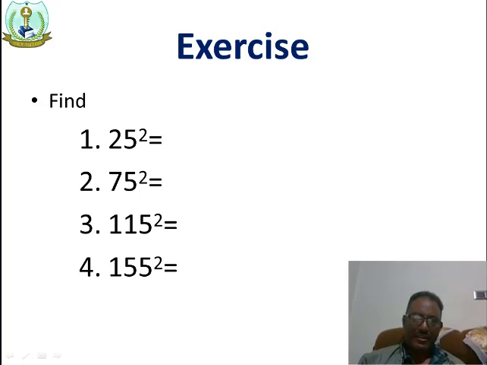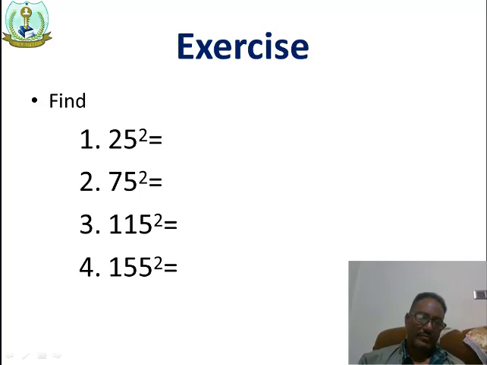Today we'll finish the exercises we gave in the last video. Here we want to square numbers. We have 4 questions, so let's continue to square the numbers. The first number we want to square is 25. What is 25 squared, Emma?